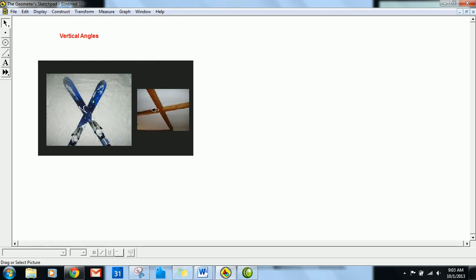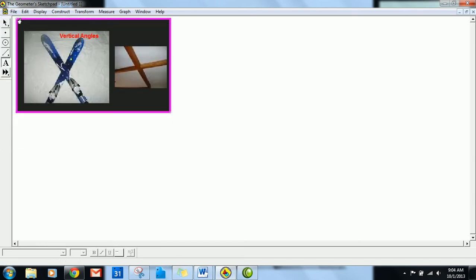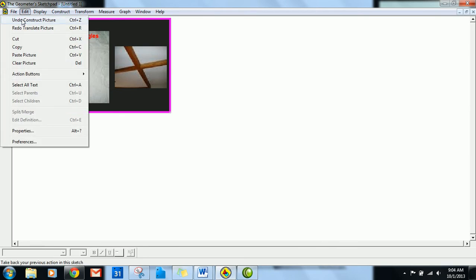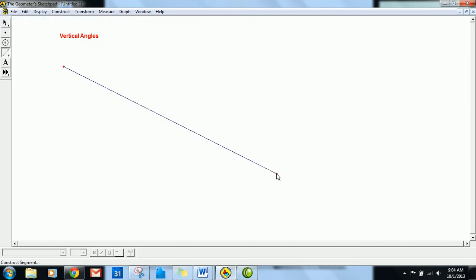Same thing with the crossbars on the ceiling, right? 2 vertical angles here and another 2 vertical angles there. Okay? So vertical angles are essentially across from one another. So let's get that picture out of there, and let's move to a more geometric approach.